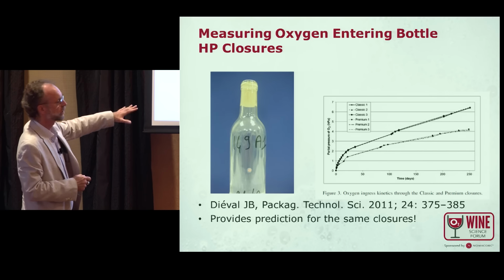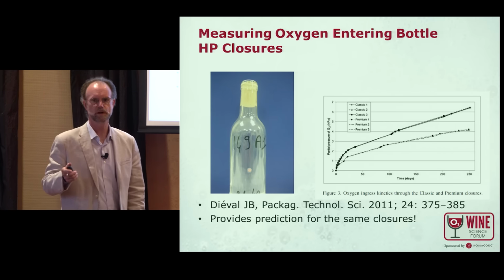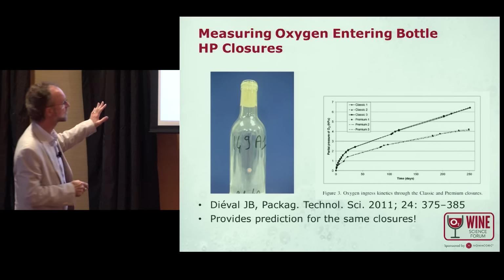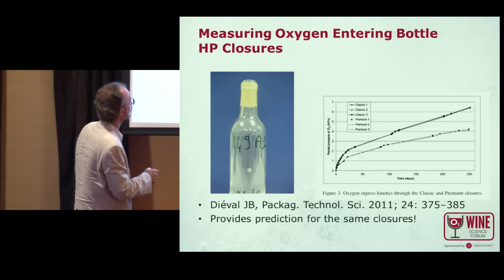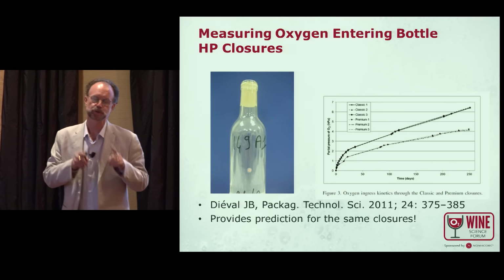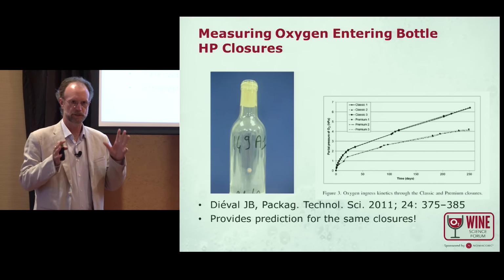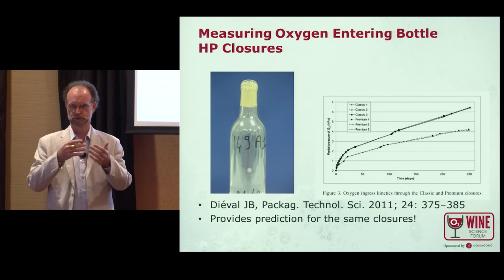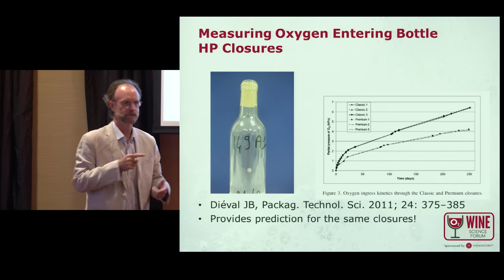And this is one method. There are a few other methods out there. You've probably heard of MOCON if you've done closure trials. But at any rate, this is a technology that Nomacorc has developed, which is really quite good. The key thing to realize is that we're not doing this on every bottle in the experiment, because you do this with some closures and then you project onto your experiment. You cannot measure every single bottle because the oxygen coming into the bottle is being consumed by the wine, and so you can't measure that.